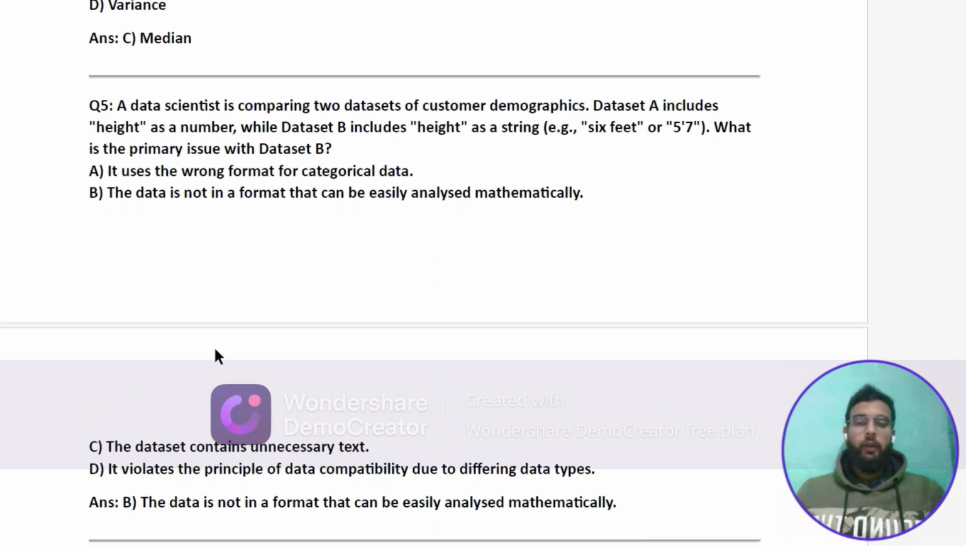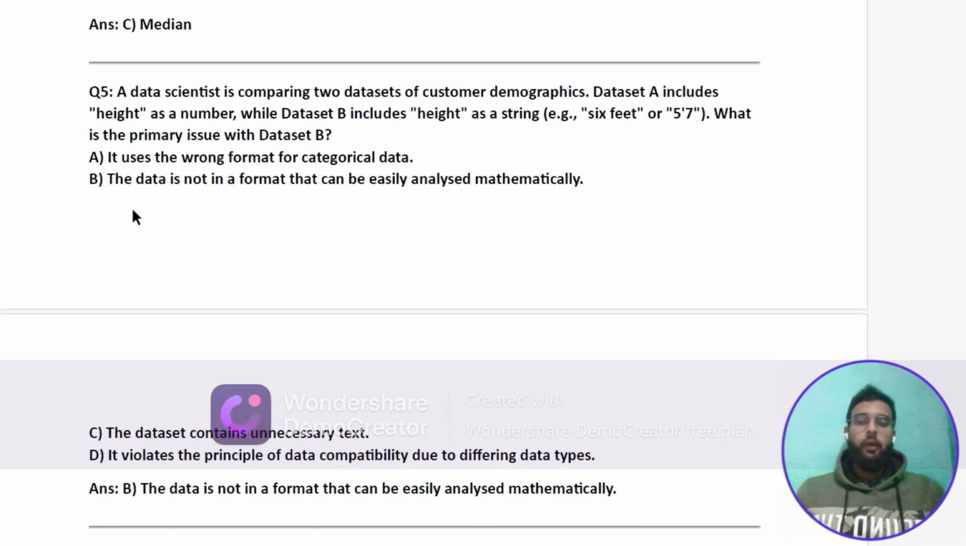So our next and fifth question is, a data scientist is comparing two data sets of customer demographics. Dataset A includes height as a number while dataset B includes height as a string, for example 6 feet or 5'7". What is the primary issue with dataset B?